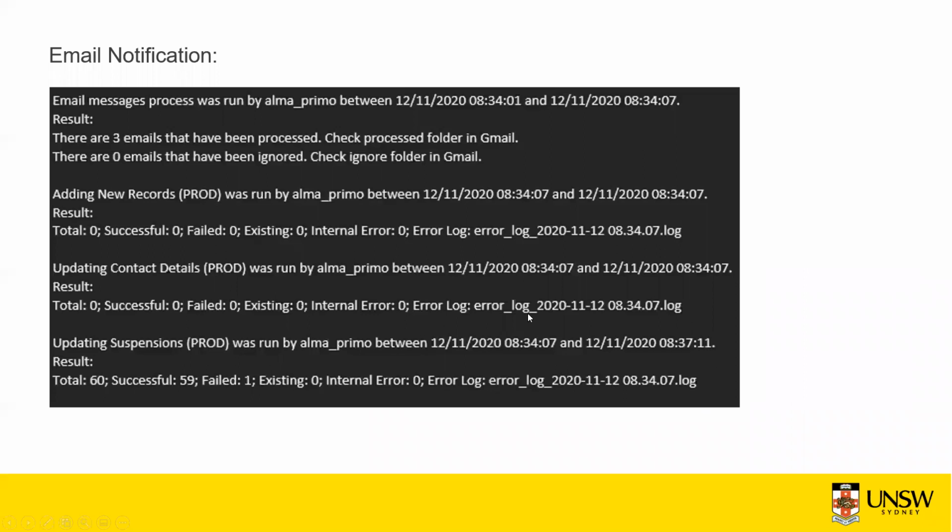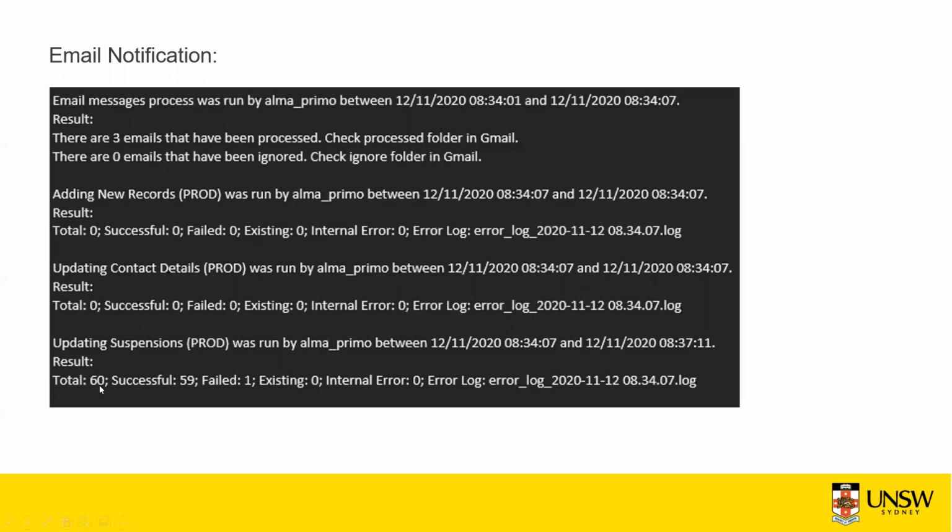And that's the email notification we currently receive after this update script runs. And I ran this script this morning, so we got this email. You can see there are 3 emails that actually have been processed. And there's no new record added into the Alma. Also, there's no new update contact detail to the Alma. But we do update 60 suspensions to the Alma system.